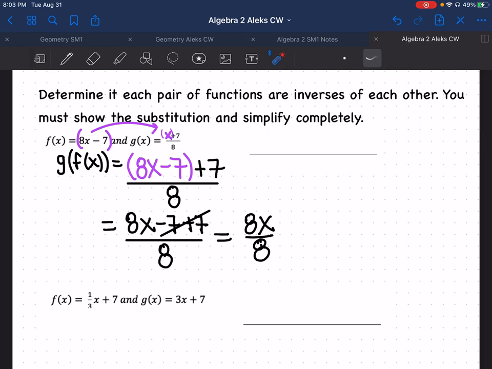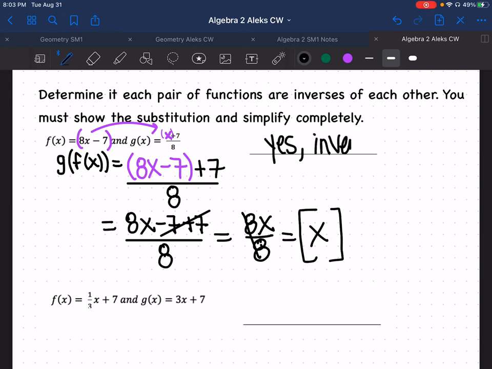Whenever you get to this stage and you need to divide, remember you are dividing 8 by 8, which does cancel to give you 1, which leaves us simply with x. This is what I get when I'm done simplifying. Per our notes in 1.6, if we get x when we simplify, they are inverses. So are they inverse? I could say yes, inverses.